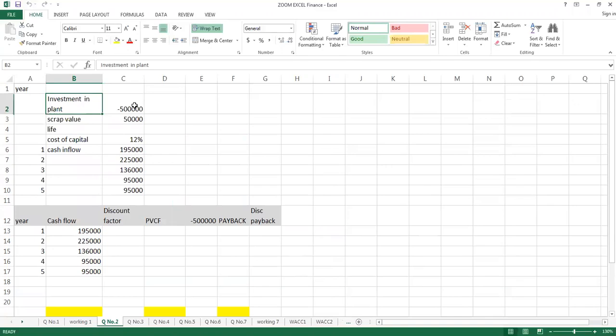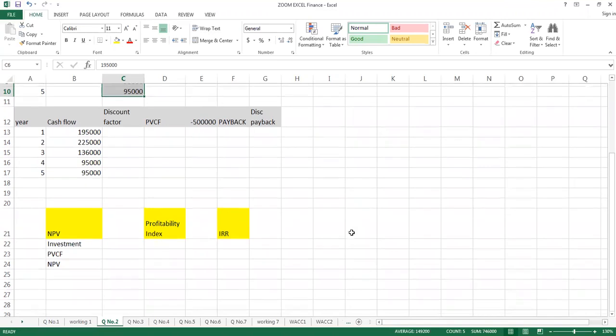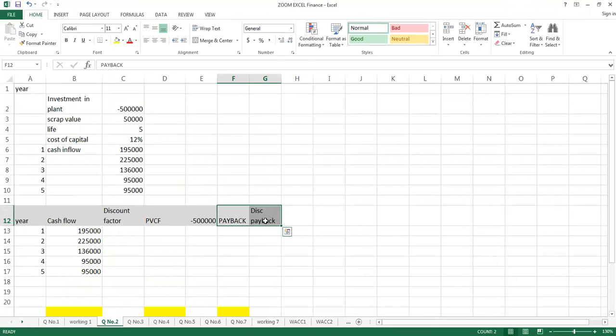Now look, investment is given, 500,000, keeping it as a negative amount because we are investing it. Scrap value of the plant is 50,000. Life, just keep 5 years. And cost of capital is 12%, while the cash inflows for the various years are given. And I'm interested to find out only three methods in this question, one NPV, profitability, and IRR. So I'm skipping these two.